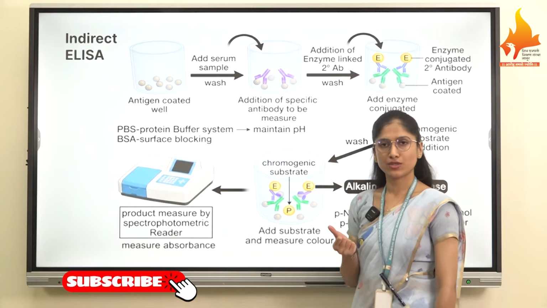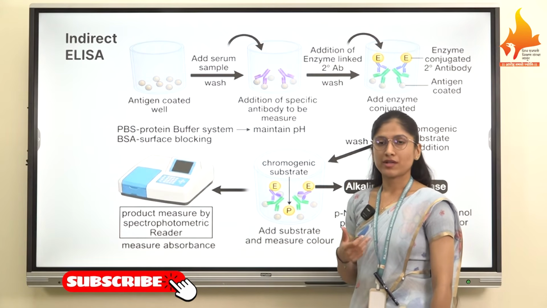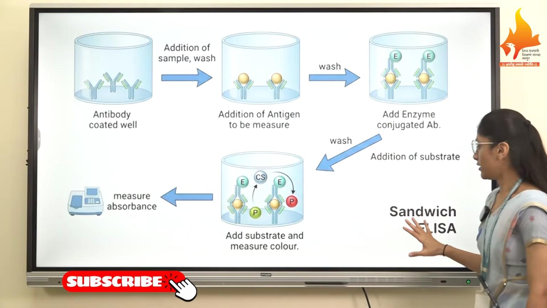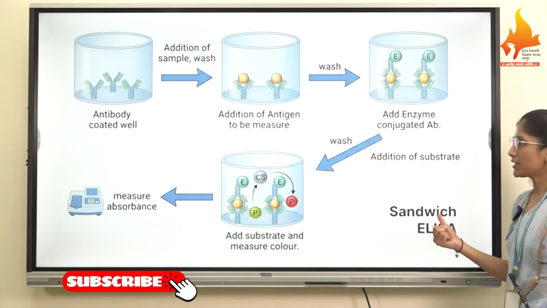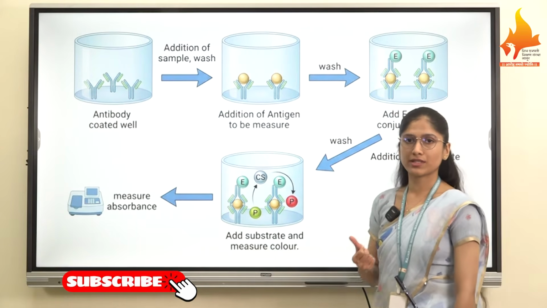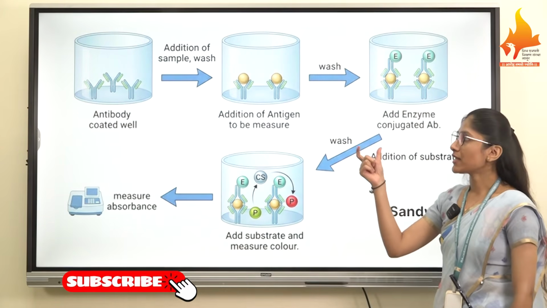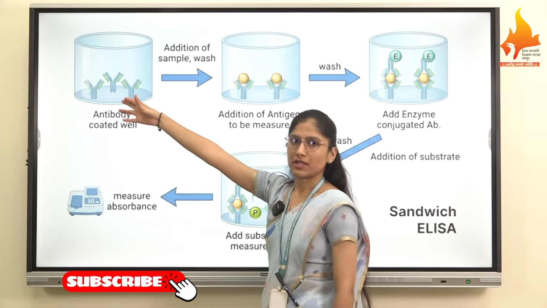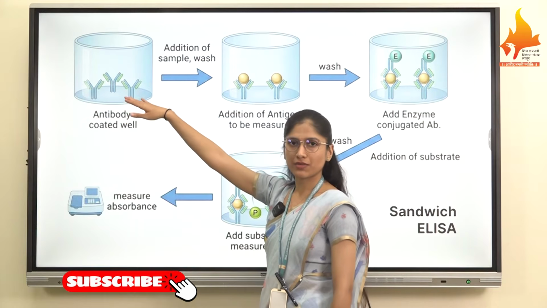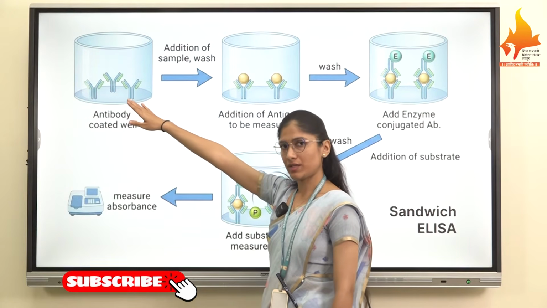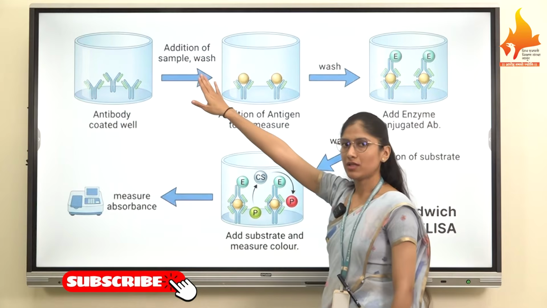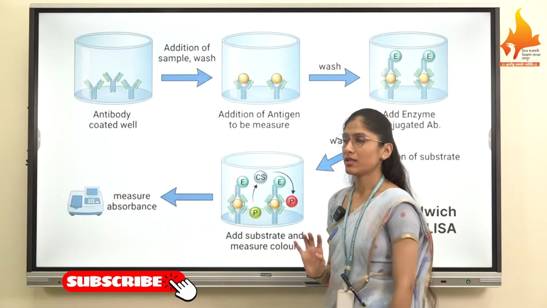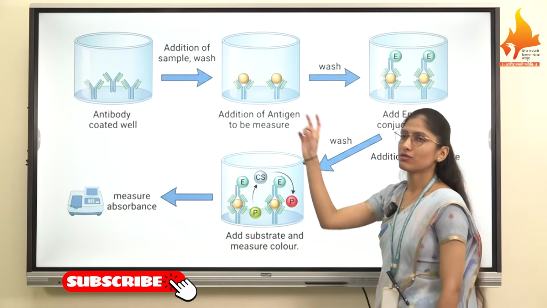Indirect ELISA is used for the detection of rabies infection, corona infection, and HIV infection. Now this is the sandwich ELISA. Sandwich ELISA is used for the detection of antigen present in a serum sample. Here is the antibody coated well. The antibody is present on the surface of the microtiter plate or microtiter well. Then we add the serum sample. Washing is required. Then, in the serum sample, the antigen is present, and that antigen binds to the antibody.